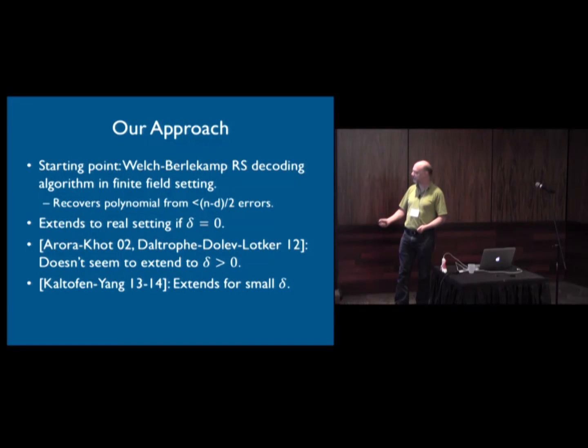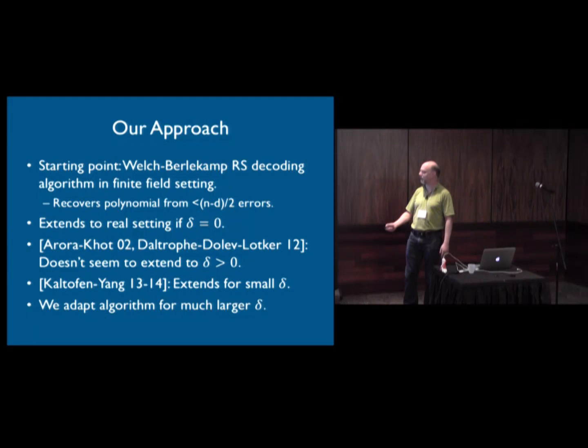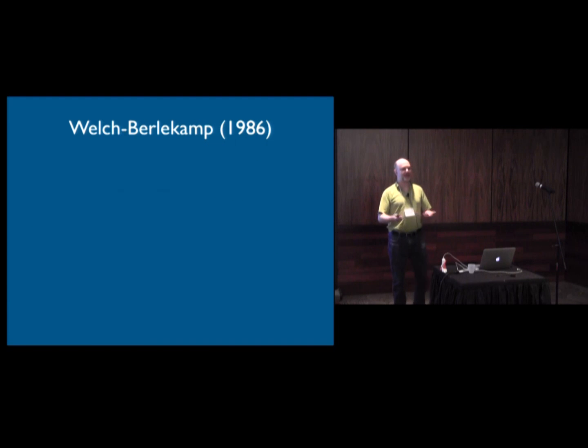Kaltofen and Yang were able to make it work a little bit. They did something for small delta, but they were interested in relative error, and they didn't state any theorem, so it's a little hard to figure out exactly what they achieved, but they didn't achieve a theorem like what we achieved. So the point is that we are able to adapt the algorithm for much larger delta. In order to sketch how we do that, let me first tell you about Welch-Berlekamp.